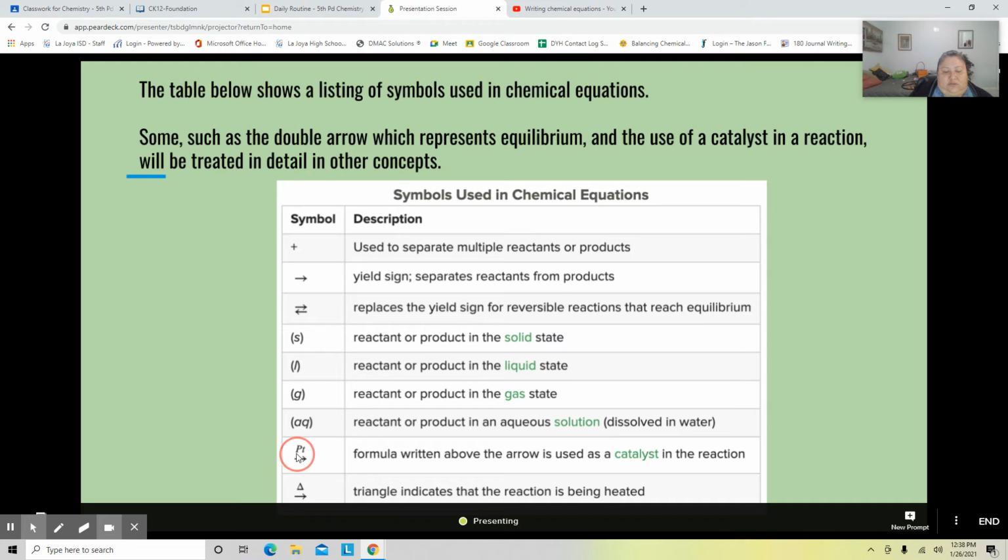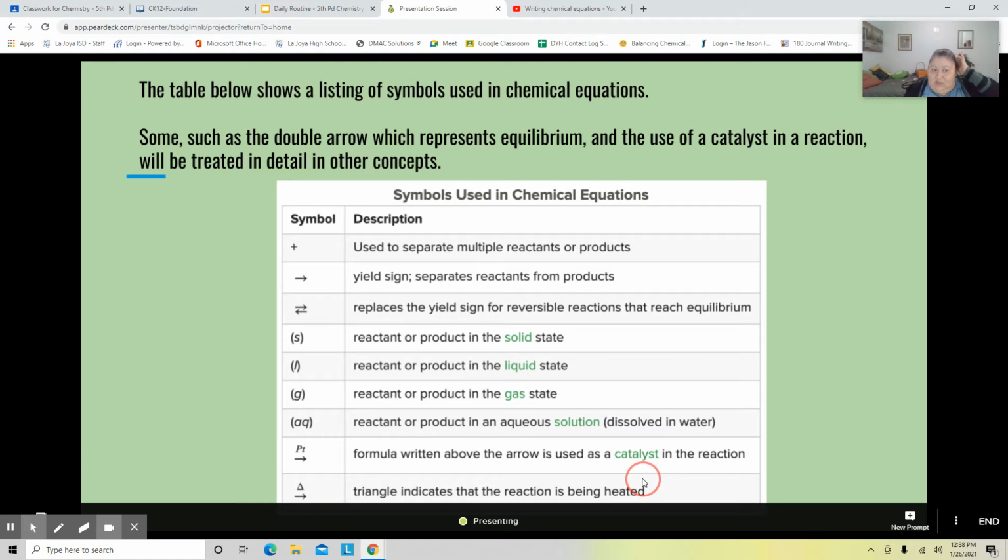And the second to the last one, if you see a formula written above the arrow, it is used as a catalyst in the reaction. So catalysts are those compounds that speed things up. If there's a triangle over your arrow, the triangle indicates that your reaction was heated. Okay?